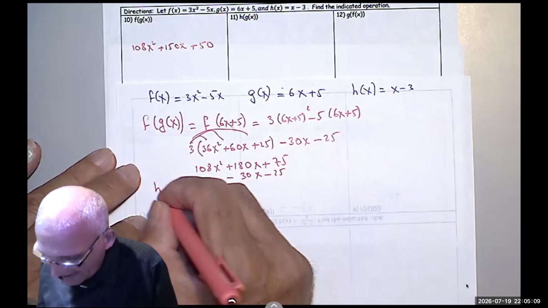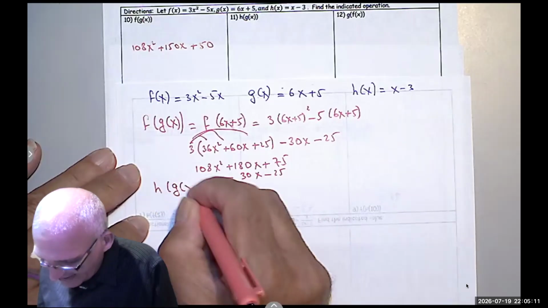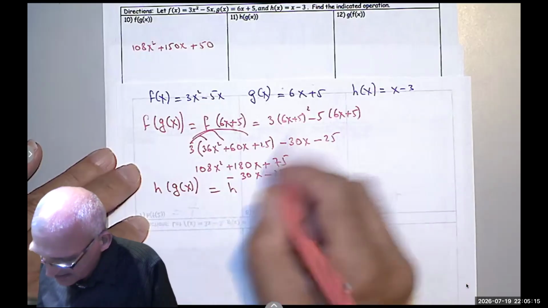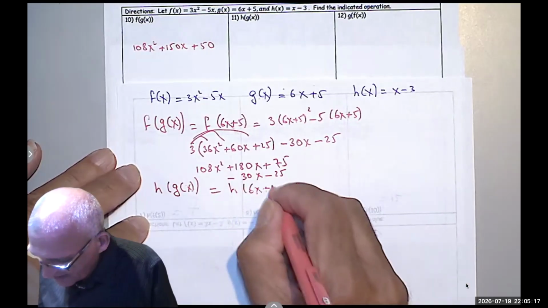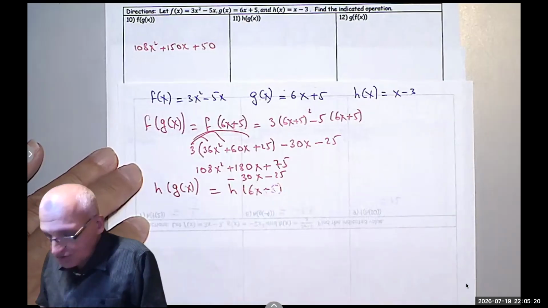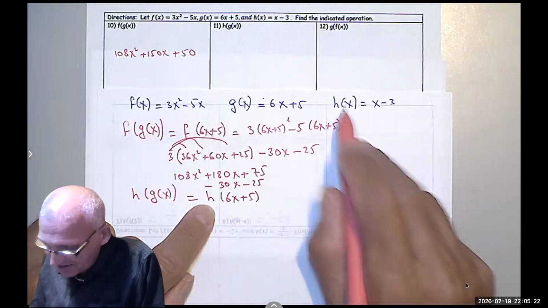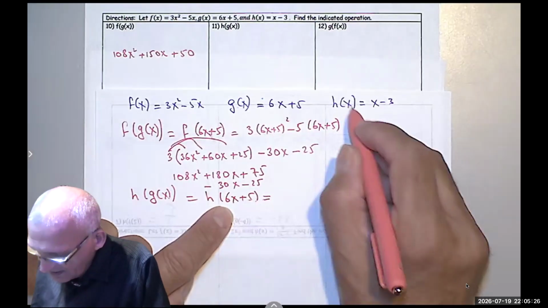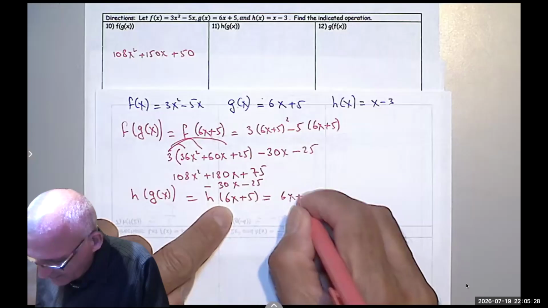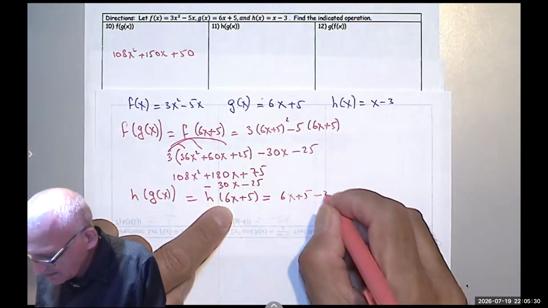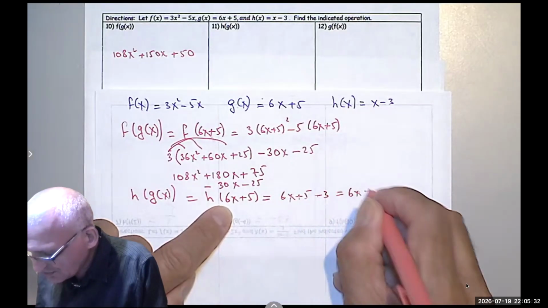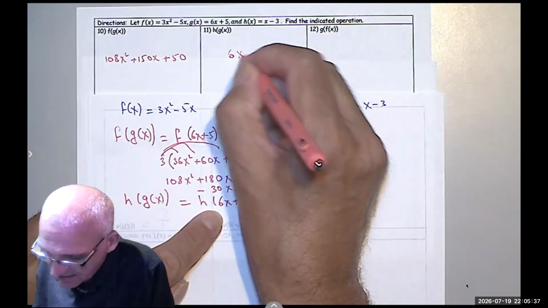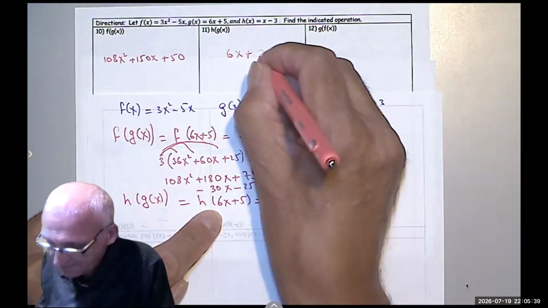Next, they want you to do h of g of x. But g of x is 6x plus 5. So now when I go to the h function, every time I see x, I replace it by 6x plus 5. So it's 6x plus 5 minus 3, so it's 6x plus 2. It's as simple as that, 6x plus 2.